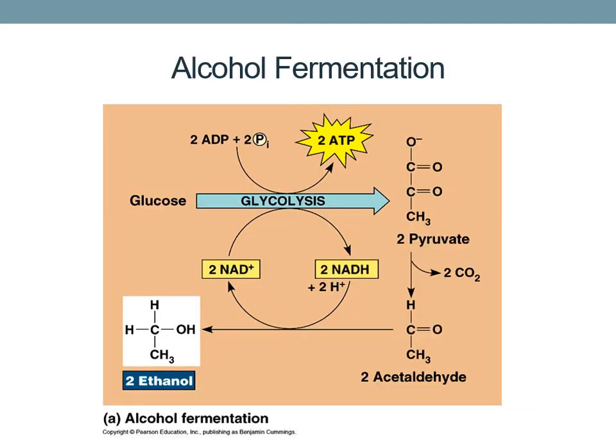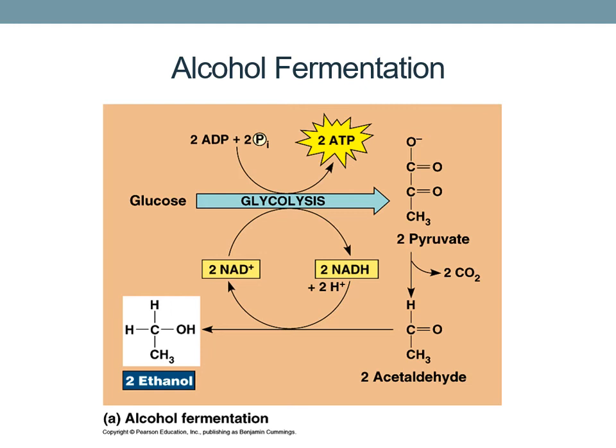Alcohol fermentation is performed by yeast. The pyruvate is first converted to acetaldehyde. During that reaction, carbon dioxide is released. The acetaldehyde is then reduced to ethanol in the same manner as in lactic acid fermentation. When yeast is used to make the dough for bread, it rises because of the carbon dioxide that is released. You don't get drunk when eating bread because the ethanol is burned off during the baking process.